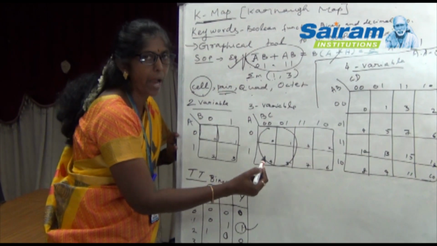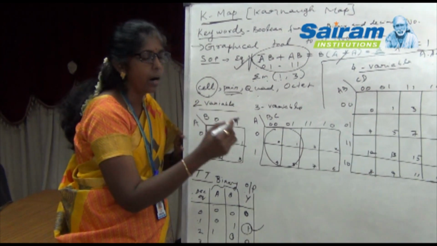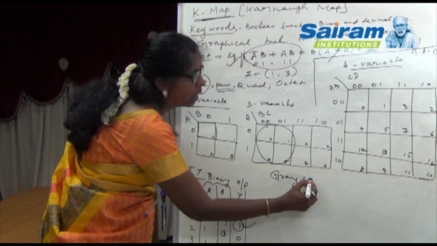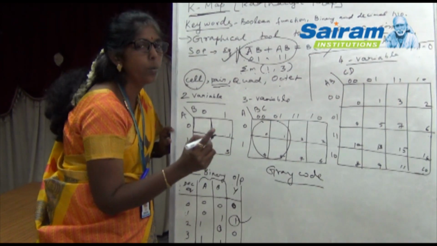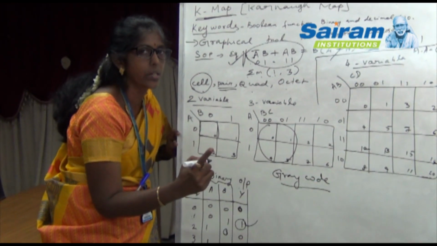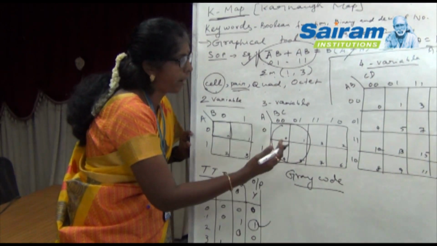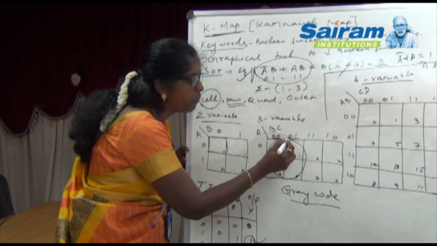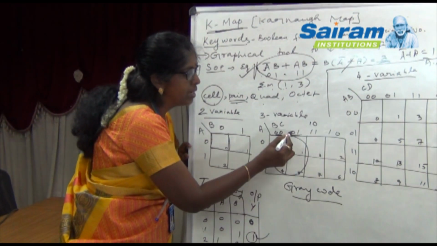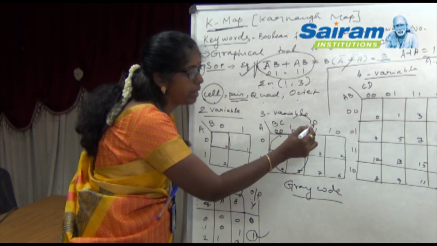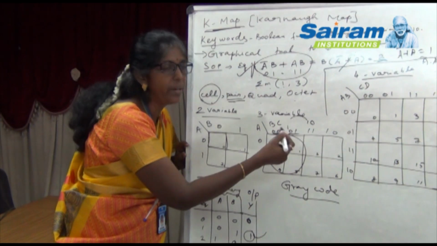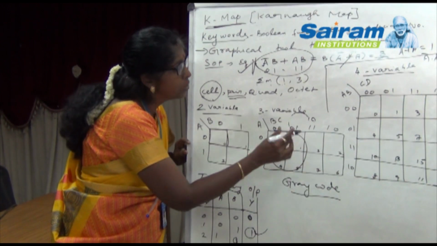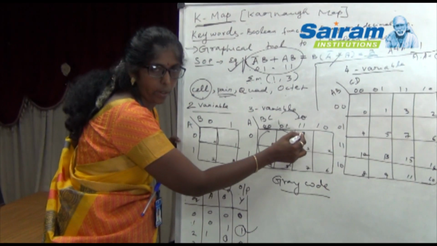Because the Karnaugh map follows Gray code, there should be only one bit variation between adjacent cells. For example, this is 0 0, this is 0 1, and if we have 1 0 here, 0 is changed to 1 and 1 is changed to 2. So there are 2-bit variations, and 2-bit variations are not permitted. So we have to use 1 1 here.